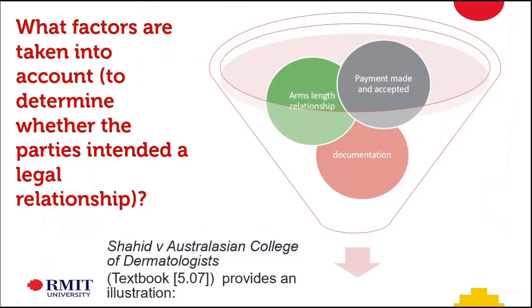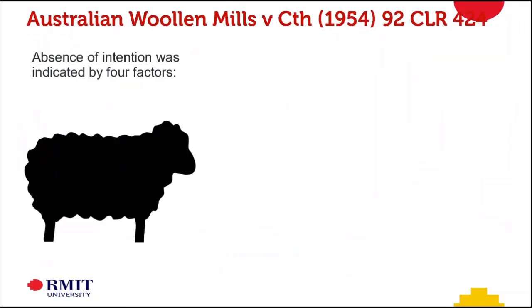And again, it's an objective test. It doesn't matter what the Australasian College of Dermatologists intended when it set out a set of detailed rules and took a lady's money. What matters is what a reasonable person having access to that same information would have believed that they intended by that conduct.